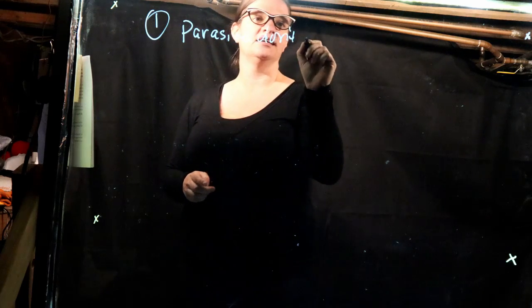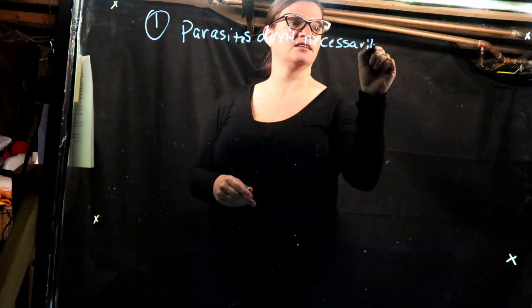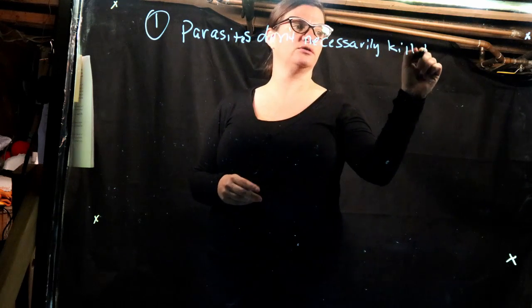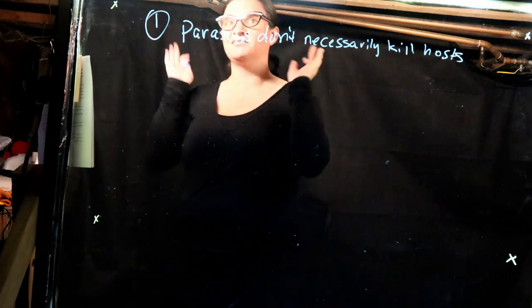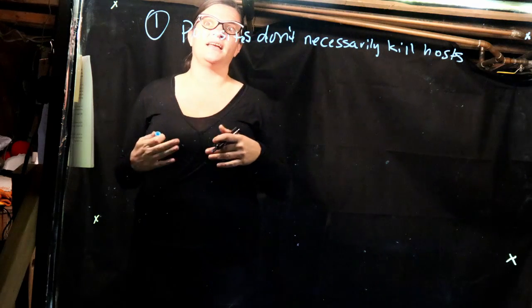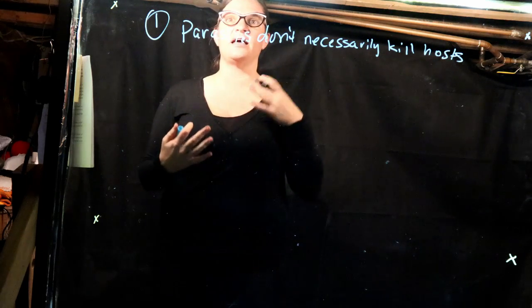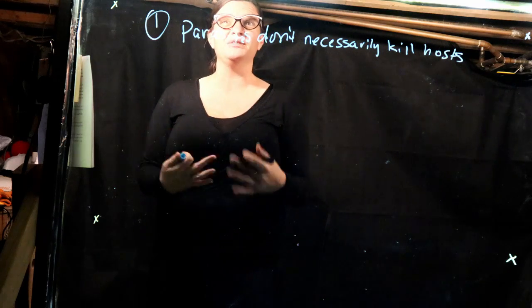don't necessarily kill hosts. So predators kill their prey. They come into contact, they eat it, we're done. Parasites can infect a host, and that host can survive that interaction. And so when we're making models, we need to account for that.